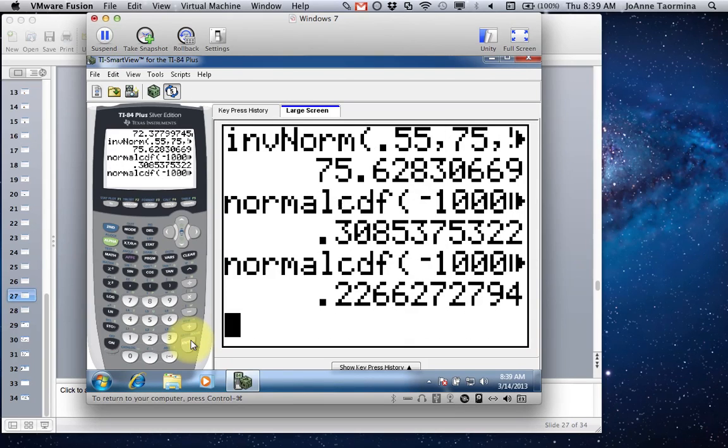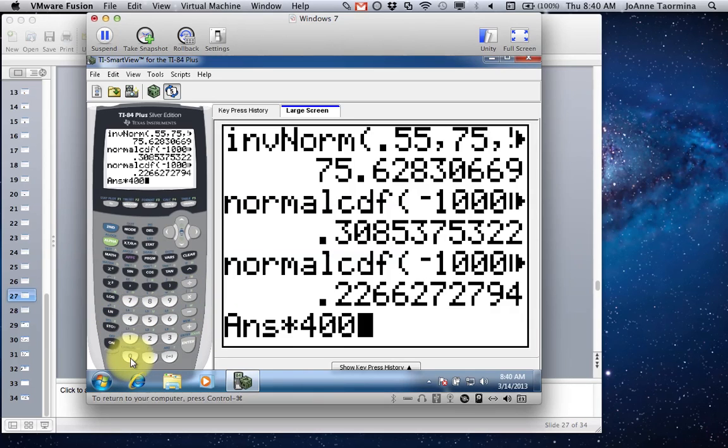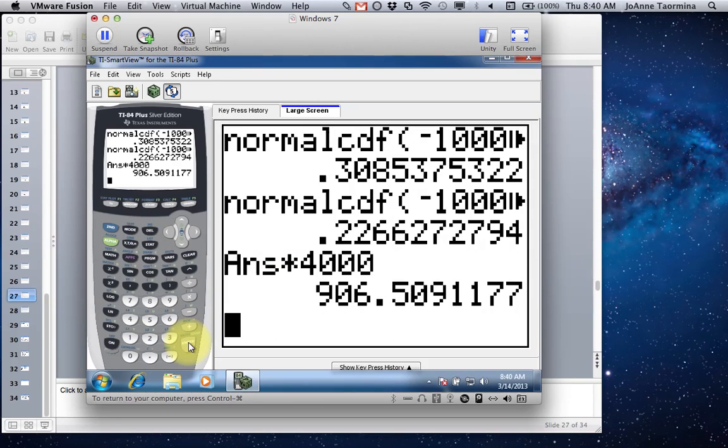Okay, and this is not the answer yet. 0.2266 is the proportion of area. 22.66% of people would have blood pressures less than 130, but that's not a number out of 4,000. To find the specific number out of 4,000, you take that proportion and simply multiply it by 4,000.